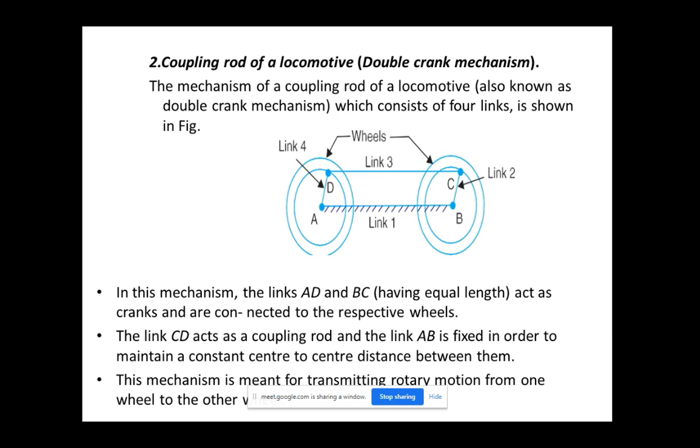Okay, so this mechanism transmits rotary motion only, converting the other wheel also to have rotary motion only. So you can see links 2 and 4, C and D, both will have the rotation motion of these wheels.